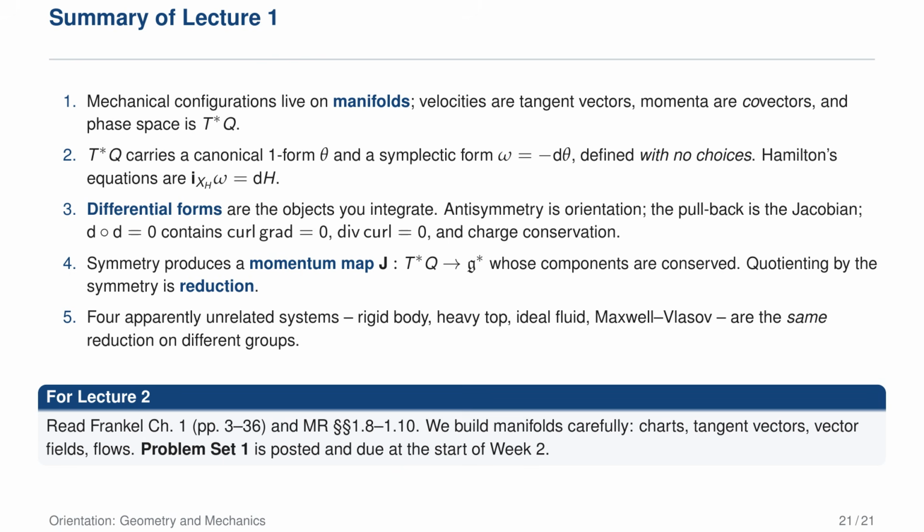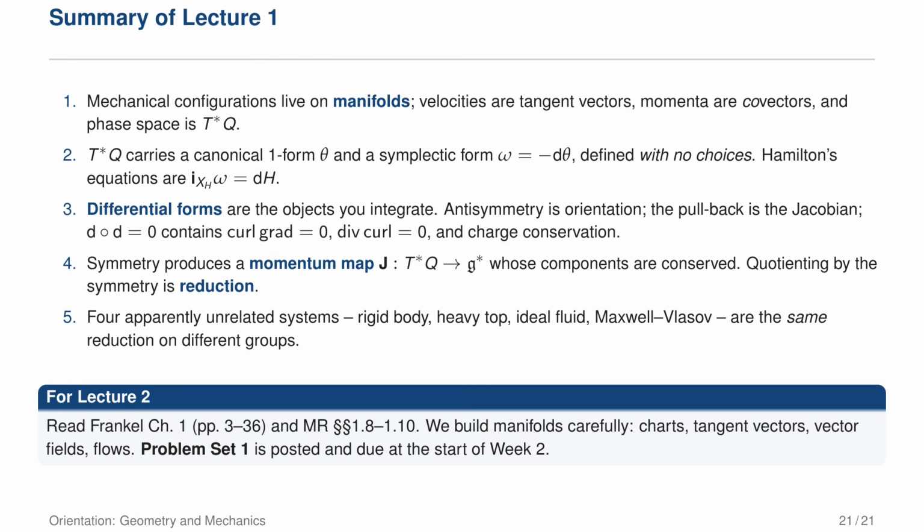3. Differential forms are the objects you integrate. Antisymmetry is orientation. The pullback is the Jacobian, and d of d is 0 contains curl of gradient, divergence of curl, and charge conservation. 4. A symmetry produces a momentum map from phase space to the dual of the Lie algebra, whose components are conserved. Quotienting by the symmetry is called reduction.